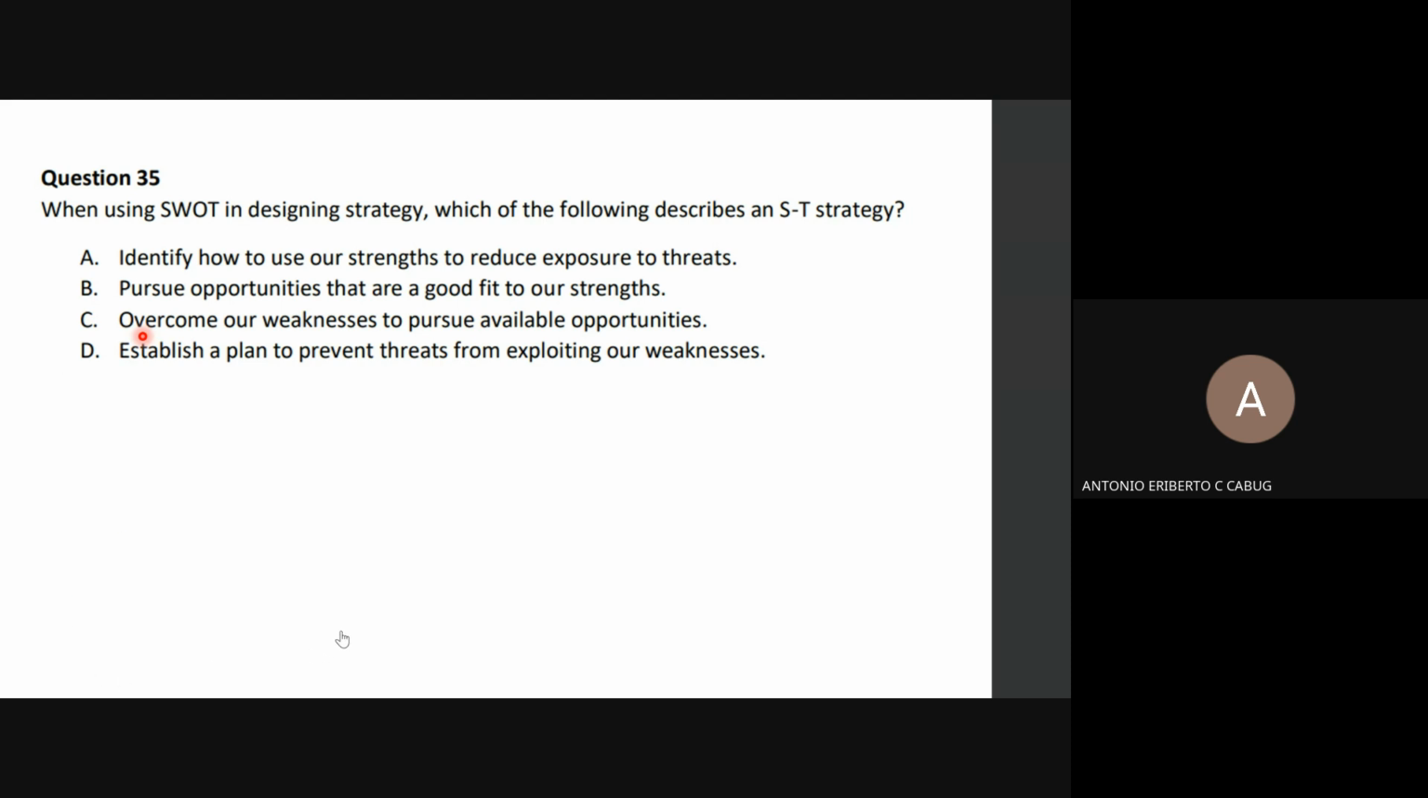Okay. ST strategy means you use your strengths against the threats. So the correct answer is letter A. Identify how to use our strengths to reduce the exposure to threats.